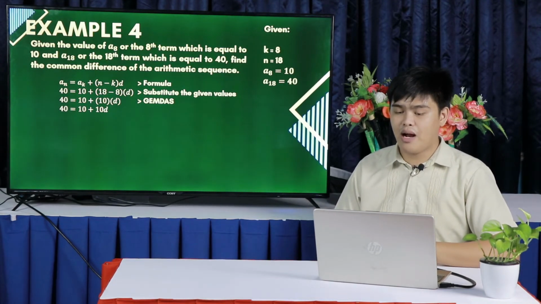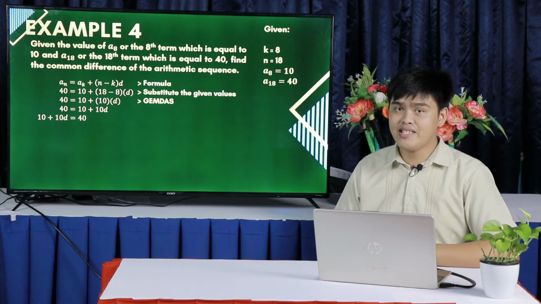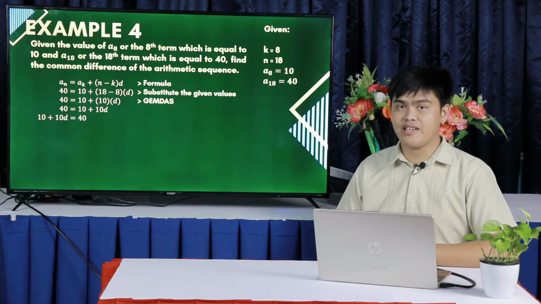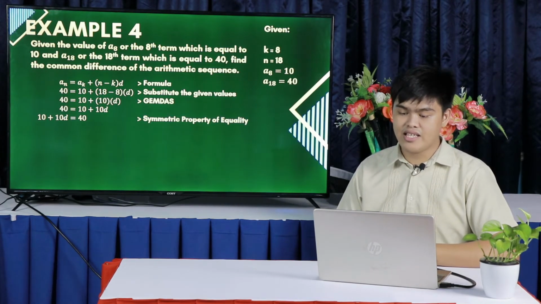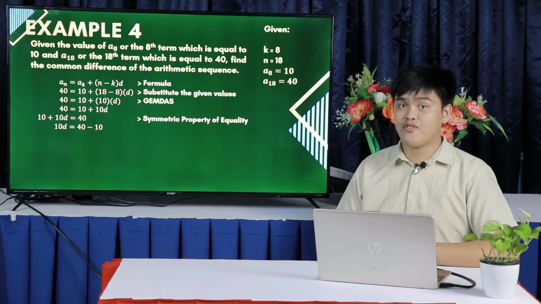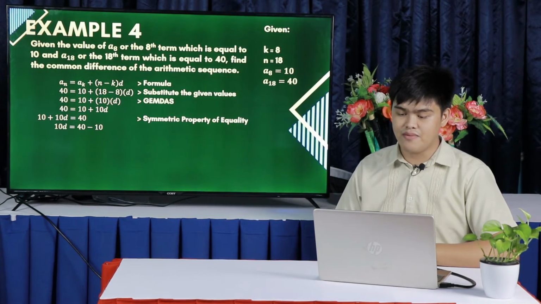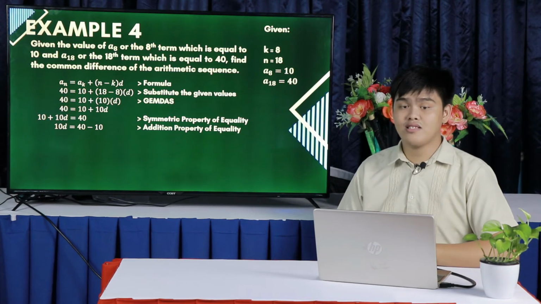By the symmetric property of equality, we have 10 plus 10d is equal to 40. Next, by the addition property of equality, we subtract 10 from both sides of the equation, giving us 10d is equal to 30.